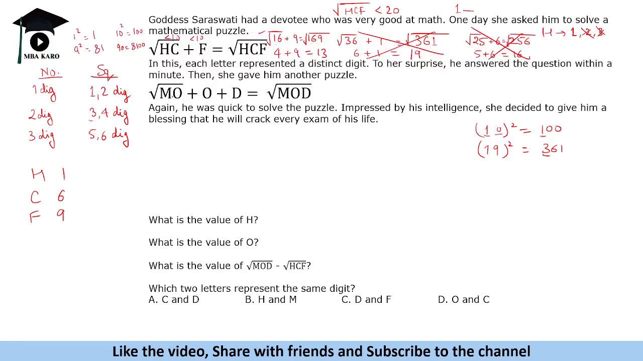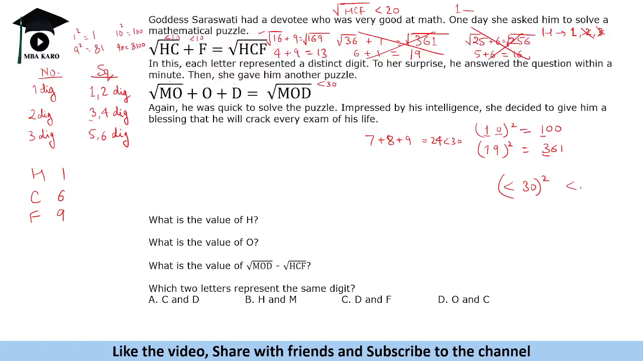Now to the second problem, MO plus O plus D is equal to under root MOD. Now here also we will apply the same logic. This is a single digit number, a two digit number. Now max to max, if we add three single digit numbers, let us say even if we add 7, 8, 9, just taking an example, we will get 24, right, which is less than 30. So MOD will be less than 30 under root. So MOD square will be like this number when it is without root, so it should be less than 30 whole square.